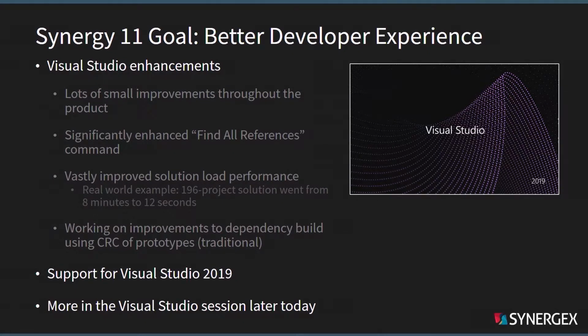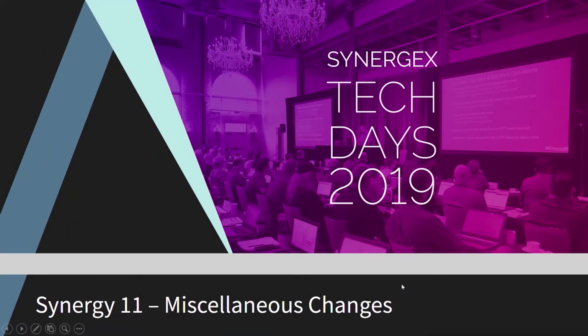We're also working on improvements specifically in traditional Synergy. One of the big pain points right now is that if a subroutine in an ELB gets rebuilt, then everything that links against that ELB gets rebuilt as well. And we're working on a mechanism to prevent that happening and stop programs getting relinked unless the signatures change, because that's really the only time you need to relink anything. So there's some major improvements coming in that area as well. We've introduced support for Visual Studio 2019, and again, I do have a Visual Studio session later in the day, so I'm not going to talk about that one in too much more detail.